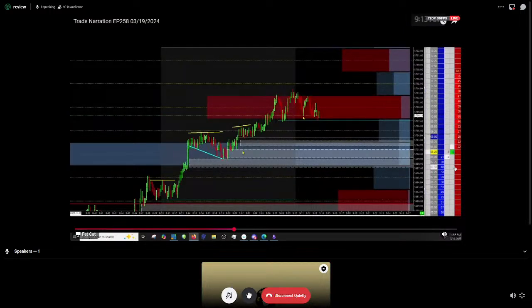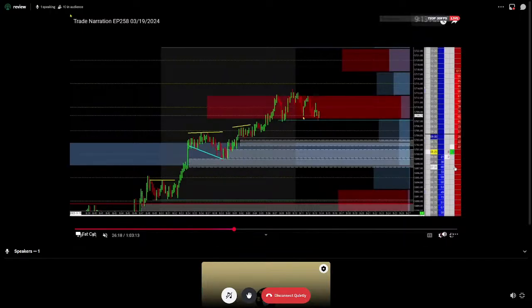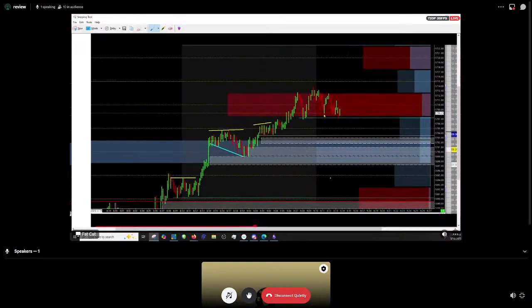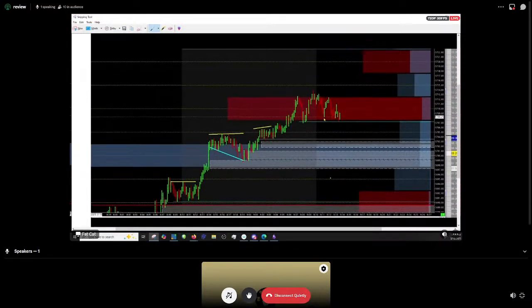So I'm catching it. I wouldn't say it's terrible. No, it does have the flat bottom. Yeah, I liked that entry too. And if I got in there, I still would have been confident enough to hold through that drawdown, because it was a good setup.